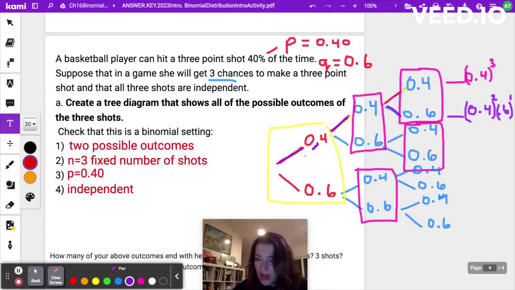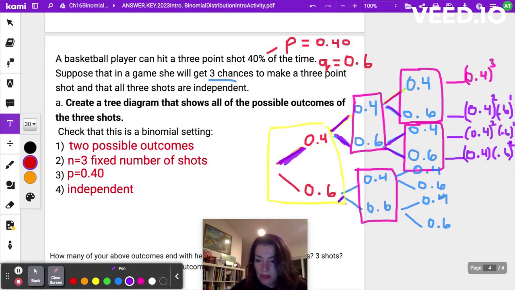I'm going to go ahead and follow the next outcome. That would be 0.4 right here times 0.6 times 0.4. So that means I have 0.4 squared again, and I have 0.6. All right, following the next outcome, which would be right here, I have 0.4 times 0.6 times 0.6. So that is 0.4 to the first degree times 0.6 squared. So I am writing the 0.4 first just to keep it organized, and this is 0.6 squared.